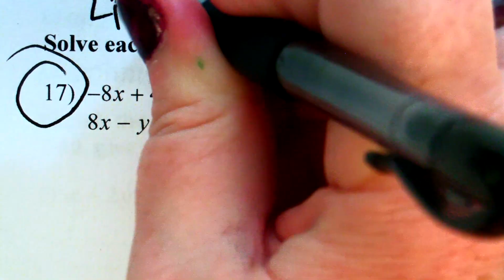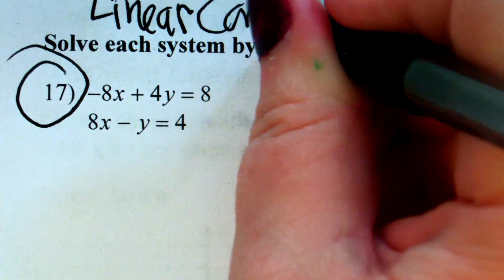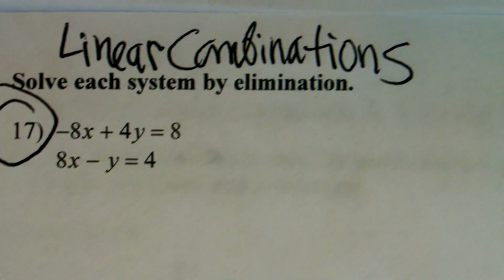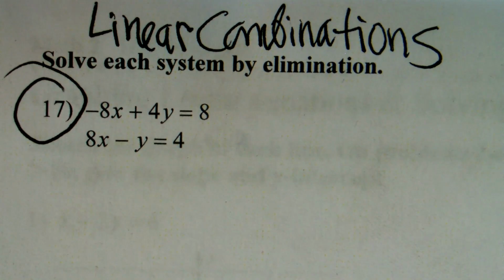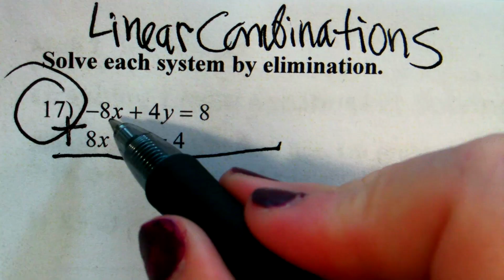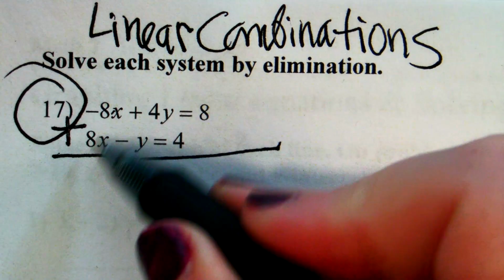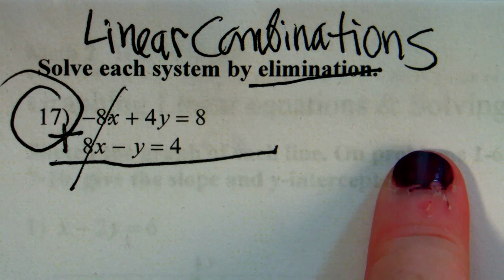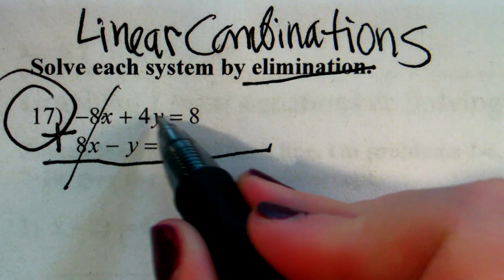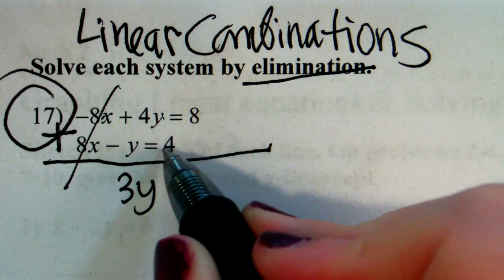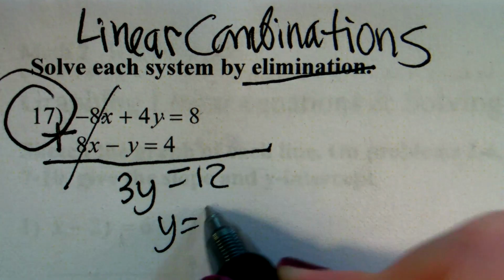It's also called linear combinations. And it's also called addition-subtraction method, because what you do is you add the two equations because they both have a -8 and an 8. So when you add them, they cancel and it eliminates one of the variables. It eliminates the x. And 4y minus y is 3y. 8 plus 4 is 12, so y equals 4.